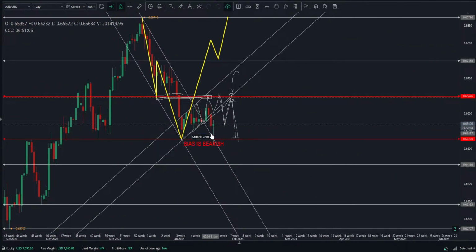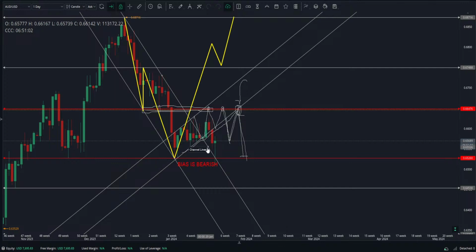Australian dollar has also come lower. It broke yesterday and convincingly closed the price there. Today it broke below 0.6526. The bias was bearish already. The price has gone below that, but now it is giving us a bullish pin bar.